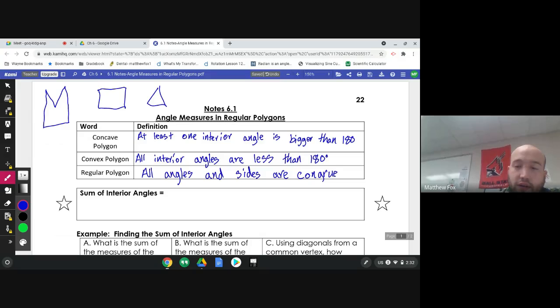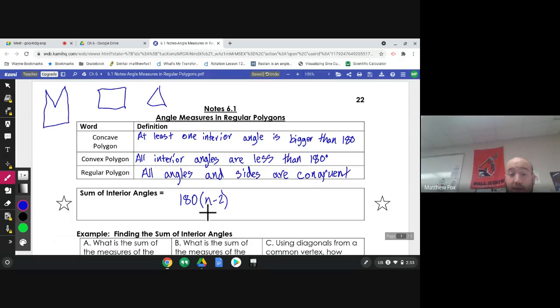All right. Now, when we are finding the interior angles, what they all add up to. Remember, sum means adding up the interior angles here. And notice throughout these notes, if there's a star beside it, that means definitely write that down. Those are an important formula. So all we have to do is take 180 times whatever n minus 2 is. Okay, and in this case, n represents how many sides there are, which is also how many angles there are.